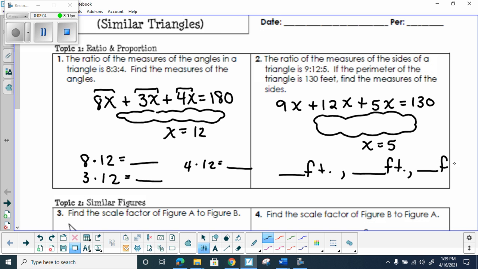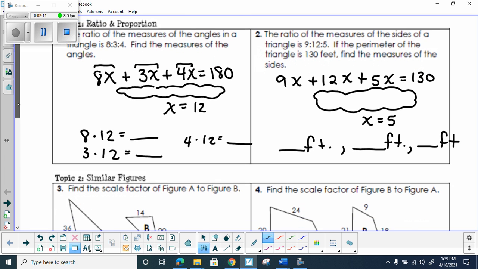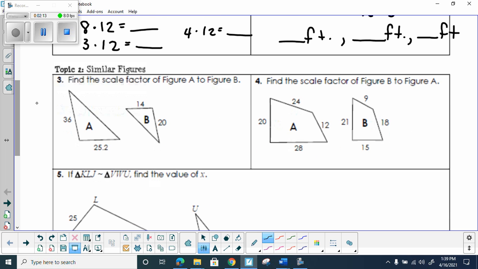So you'll do 9 times 5, 12 times 5, 5 times 5. Okay. Number 3, you're wanting a scale factor of A to B. So that means that we want any number from A to be either on the top of the fraction or first in our ratio. Okay, because that's the order that it's stated in.